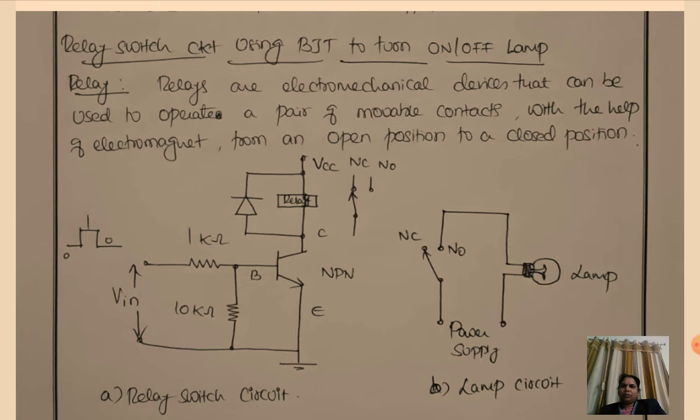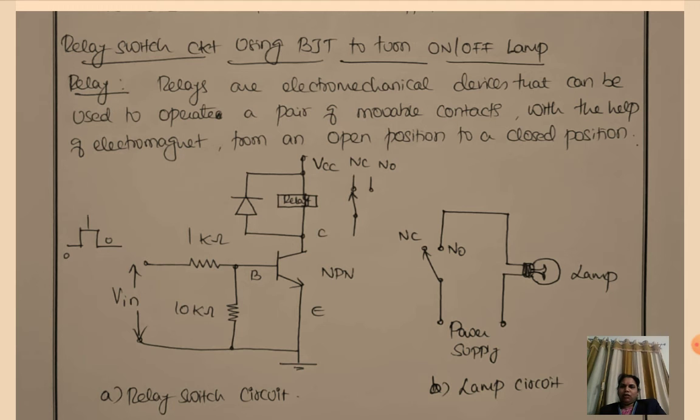So there is one more application of the BJT, that is I am going to turn on or off a lamp with the help of a relay switch. So before going to the operation of the BJT, let us know what is a relay. Relays are basically electromechanical devices that can be used to operate a pair of movable contacts with the help of an electromagnet from an open position to a closed position.